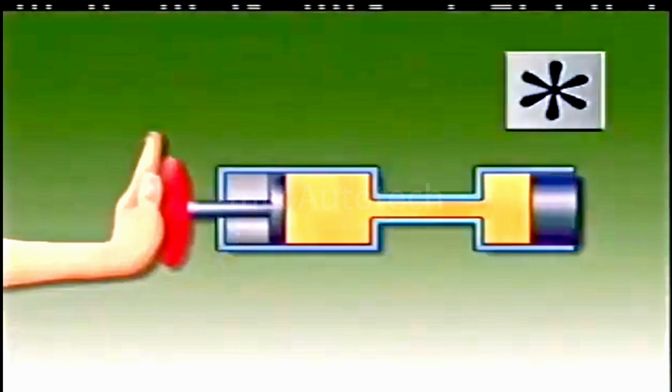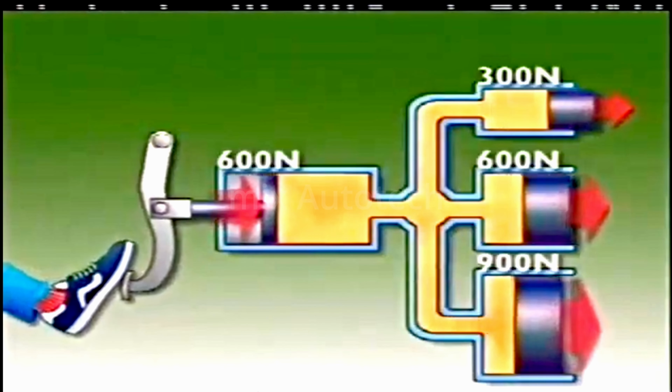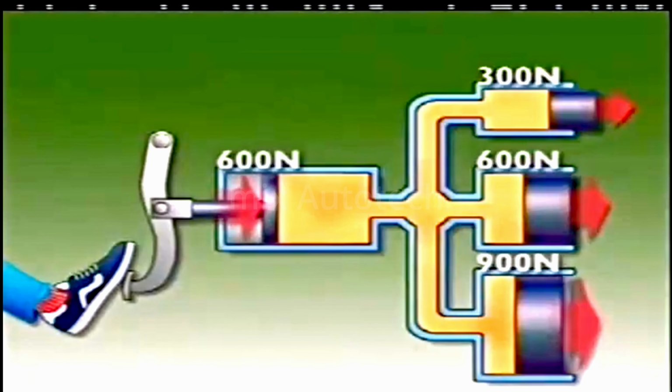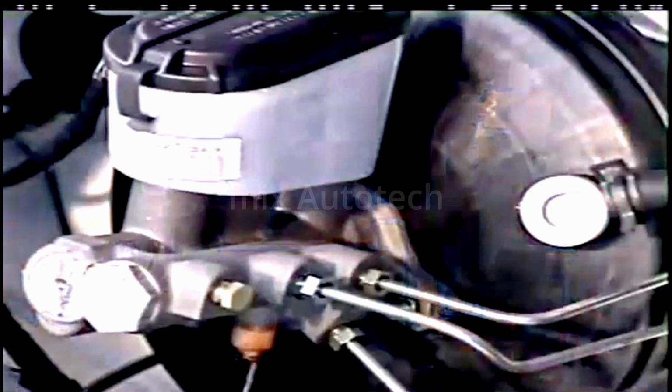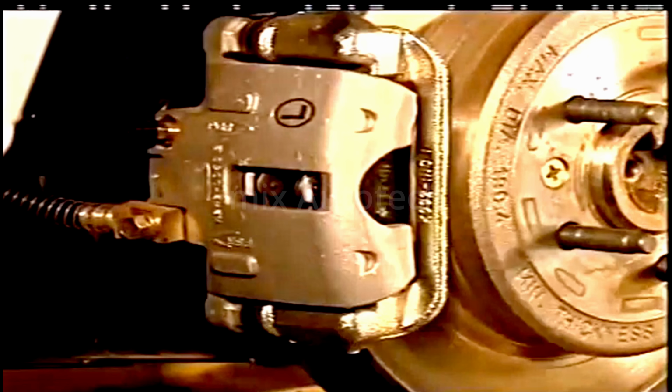Force is transmitted through the fluid. For cylinders the same size, the force transmitted from one is the same value as the force applied to the other. By using cylinders of different sizes, forces can be increased or reduced. In an actual braking system, the master cylinder is smaller than the wheel cylinders, so the force at all of the wheel cylinders is increased.